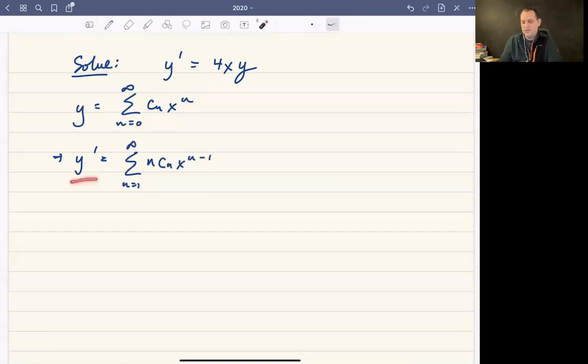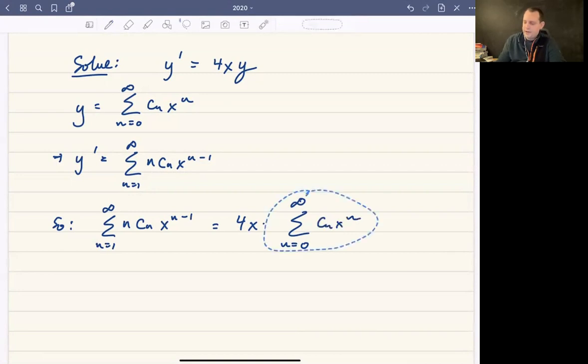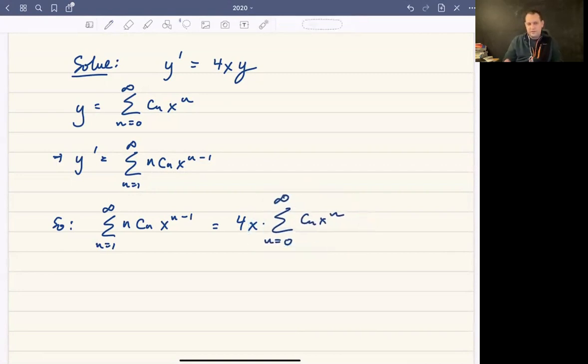So we're going to take the representations for y prime and y and plug them into our differential equation. So our differential equation is going to become the sum starting at 1 to infinity of n c sub n x to the n minus 1 is going to be equal to 4x times y. So this is the sum starting at n equals 0 to infinity of c sub n x to the n. Okay. Now, we're going to have a difficulty here if you can't see it already.